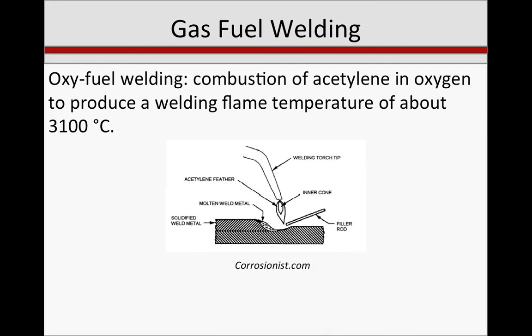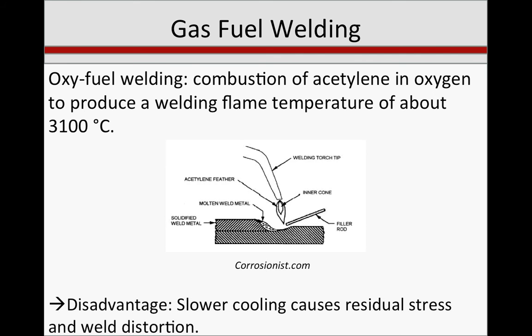There are a number of different energy sources that can be used to weld metal. For instance, there is gas fuel welding. The most common form of gas fuel welding is oxy-fuel welding, which involves the combustion of acetylene and oxygen. This is one of the oldest and most versatile processes. However, the flame causes slower weld cooling, which can lead to greater residual stresses and weld distortion.